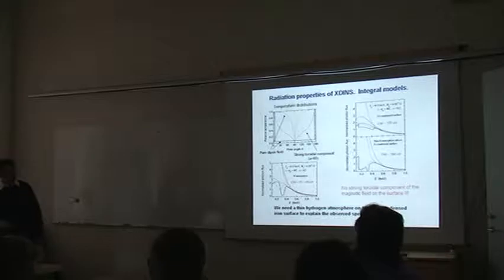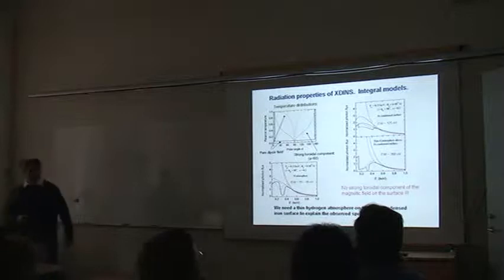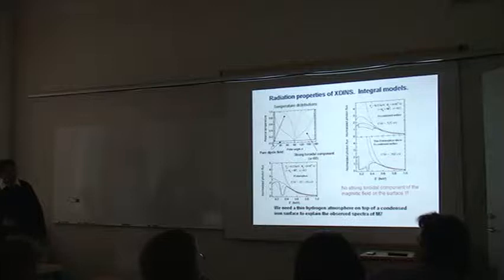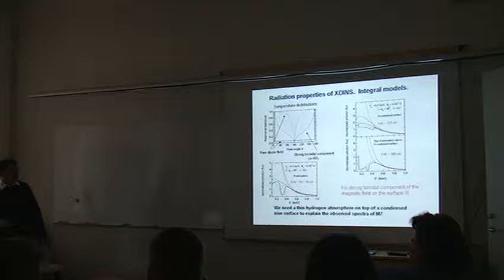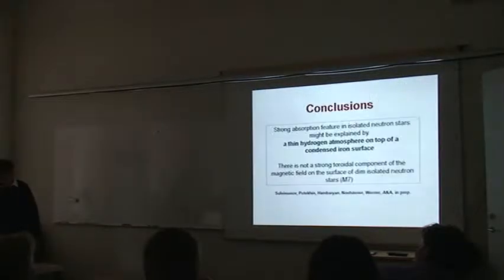And the most significant equivalent width is for a thin hydrogen atmosphere above a condensed iron surface. For the limiting case, RTS 1223, the observed equivalent width is comparable with this value. Therefore, we can say that we need a thin hydrogen atmosphere, or some light element atmosphere, on top of the condensed surface to explain the observed spectrum. So, that's all.